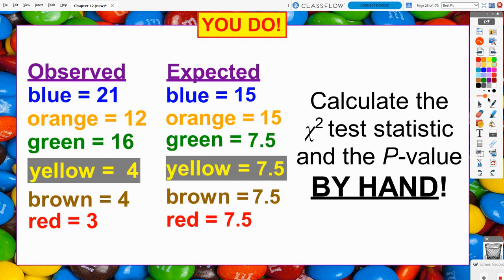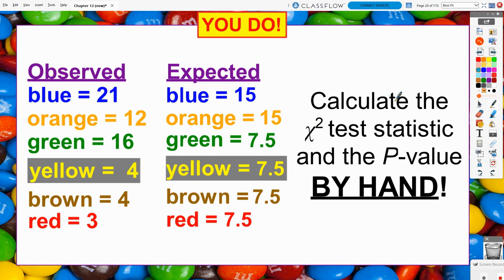Now, the you-do problem. What I want you to do is, I gave you a new bag of M&Ms. You didn't even see it, but I gave you a new bag. Oh, I'm sorry, I ate the M&Ms. I'm just reporting what I ate. And these are still the same expected values here. So we're still using the 25%, 25%, and 12.5% for the other 4 colors.